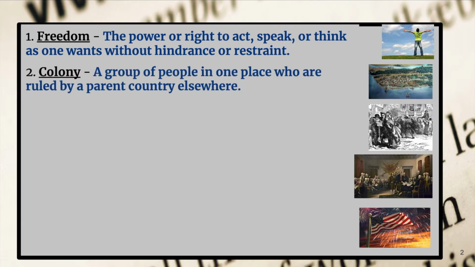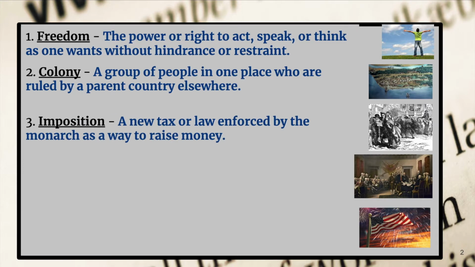Our second vocabulary term is colony, a group of people in one place who are ruled by a parent country elsewhere. We're going to be learning about the 13 English colonies in America. Imposition, which is a new tax or law enforced by the monarch as a way to raise money. We're going to learn about the impositions of King George III over the course of time. A declaration, an official statement. You are going to be learning about the Declaration of Independence.